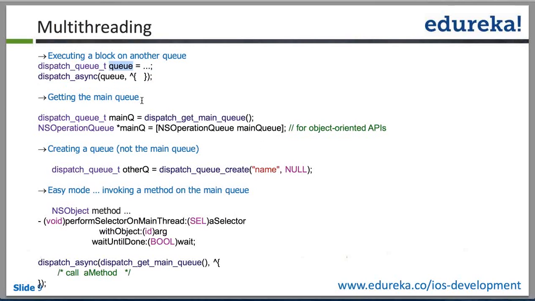Now, how to get that main queue? This is also a queue that is automatically created by the OS. You don't need to create a main queue. Only thing you have to do is get it from the OS. So how do you get it? You use this syntax if you're using GCD, dispatch_get_main_queue. And if you're using operations and operation queues, then you have to call a main queue class method on this NSOperationQueue class. So both of these will return you the main queue.